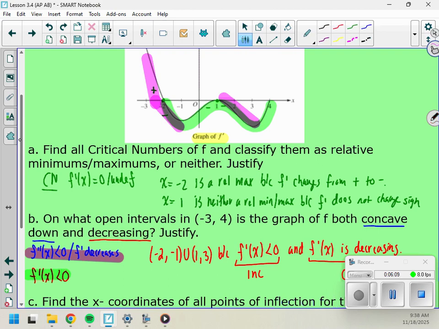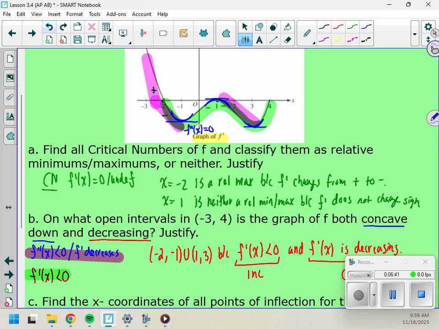That's going to happen like, I'm going to do this in green. I'll do this in blue. Okay, that's like right about here is where f prime changes from decrease to increase. It changes from increase to decrease here, and then from decrease to increase here. So I actually say there are 3 points of inflection, because this is where the second derivative, f double prime of x, equals 0 here, and here, and here.